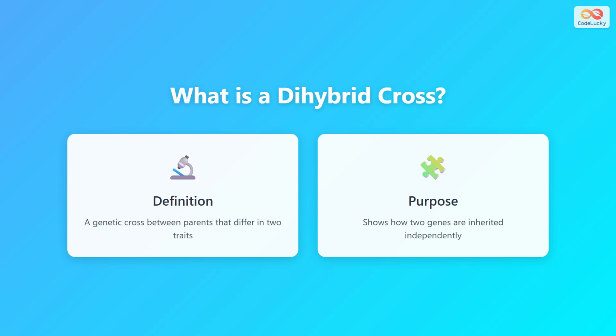A dihybrid cross is defined as a genetic cross between two parents that differ in two distinct traits. The purpose of studying dihybrid crosses is to understand how two separate genes are inherited independently from one another. This concept was first studied by Gregor Mendel, the father of genetics, who discovered that different traits are passed down to offspring following predictable patterns. When we perform a dihybrid cross, we can observe how these two traits combine in various ways in the next generation.